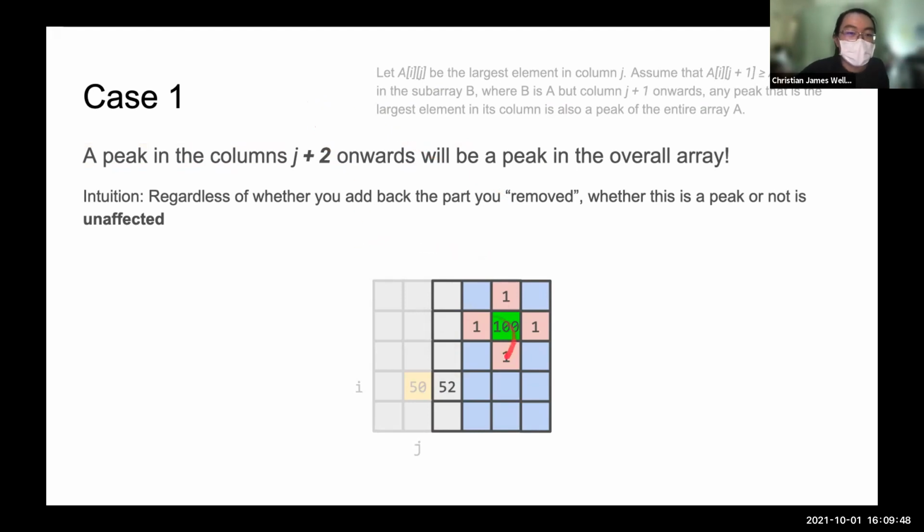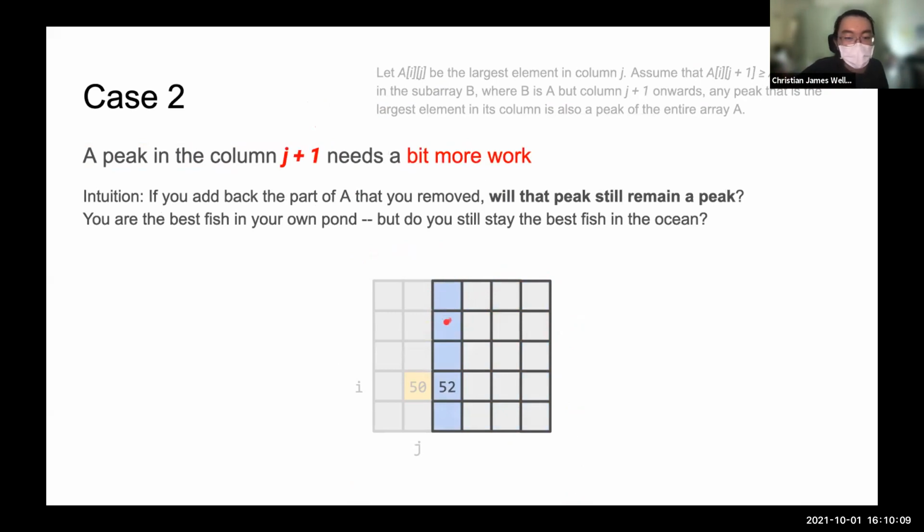So case 1, the easy case. If you consider column J plus 2 onwards, this region, there's no contention. So this guy over here, the 100, if it's the peak in this region, it's confirmed to still be a peak in the entire thing. No problem here. The somewhat tricky part is this guy over here, the largest element in this column. If it's a peak, does that mean it's a peak in the entire matrix? The analogy I gave the other time is that you are the best fish in your own pond, but does it mean you're still the best fish in the entire ocean? That is the part that needs a bit more work.